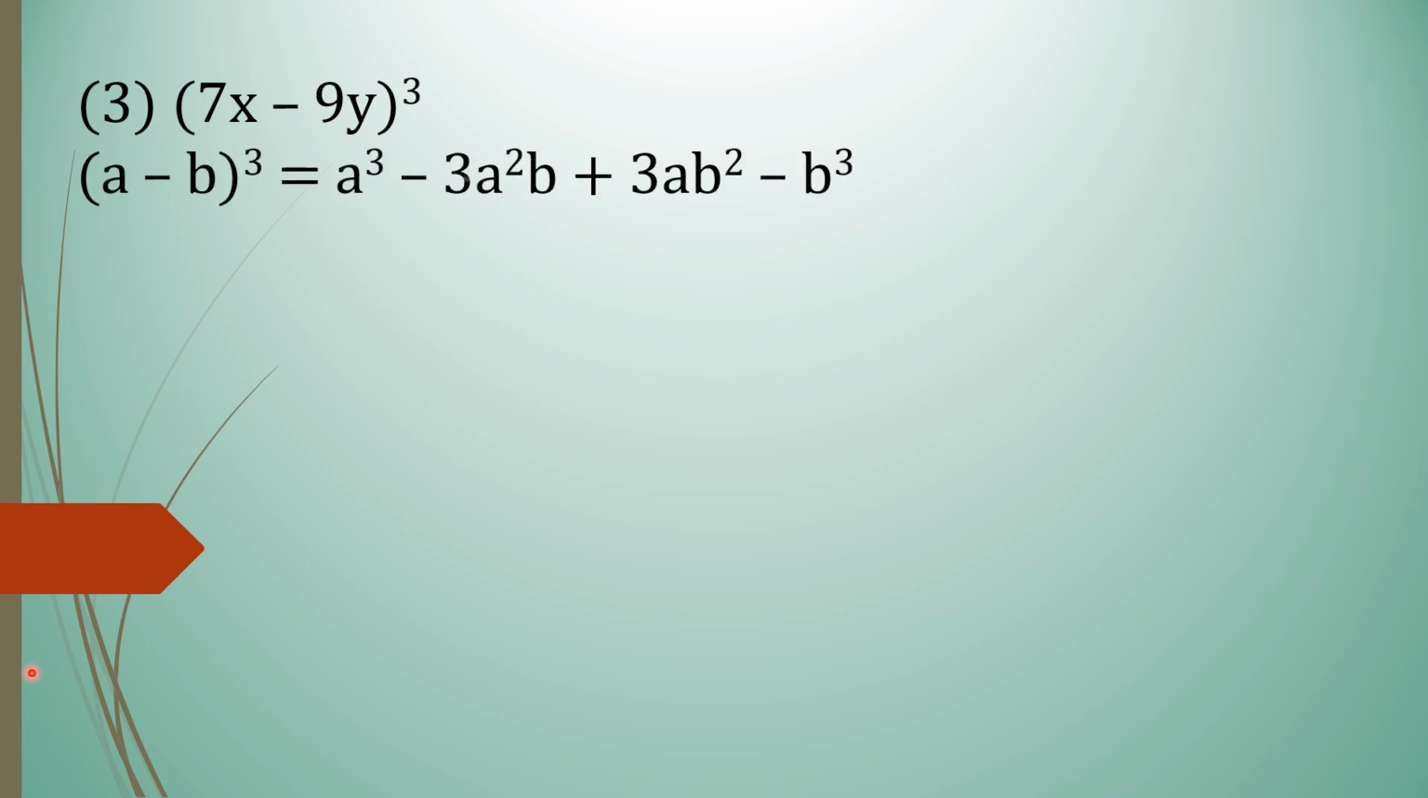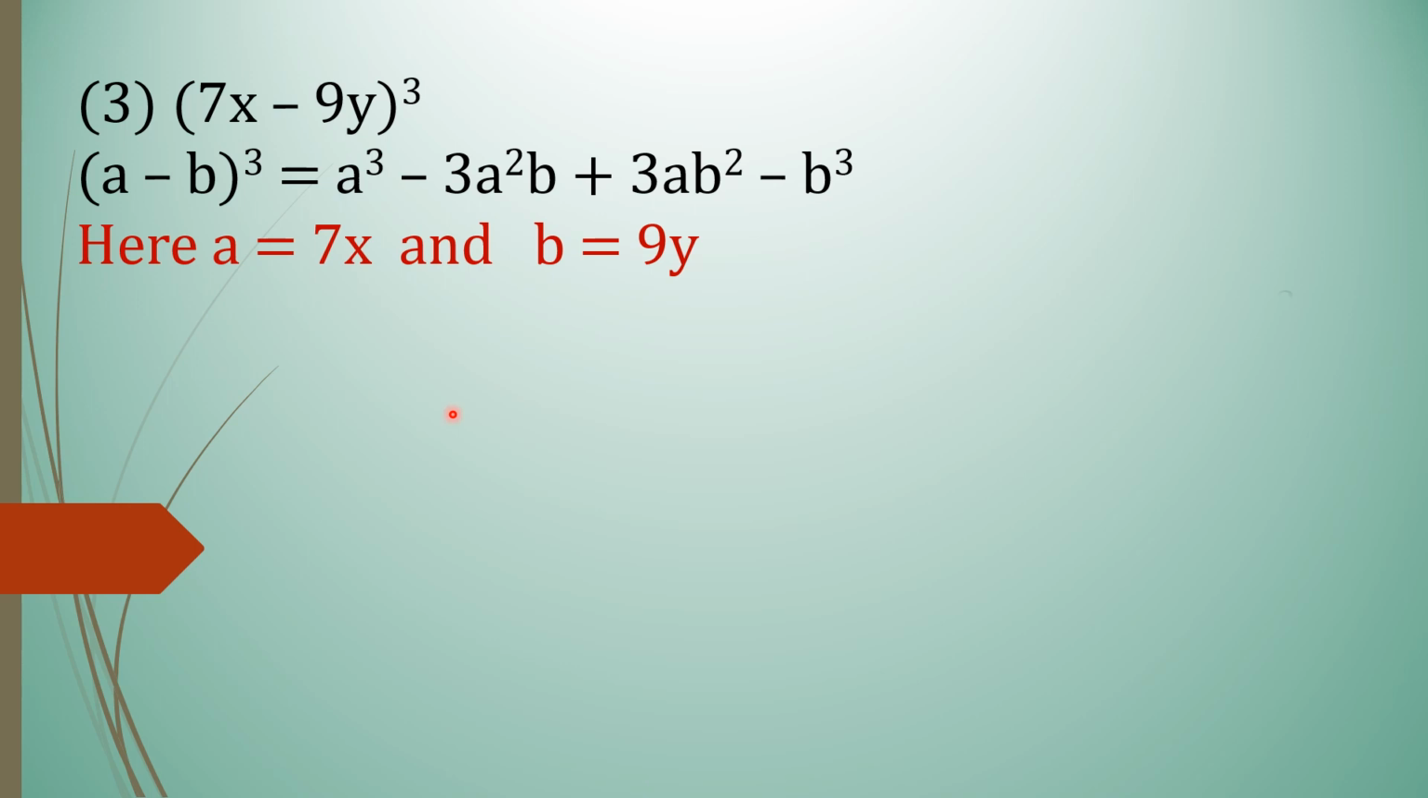So a minus b the whole cube equals a cube minus 3a square b plus 3ab square minus b cube. Here a is 7x and b is 9y. If you write this step, it will become easy for you. In place of a, you'll write down 7x, and wherever the terms are there, just replace them. Wherever a is there in the formula, you'll write down 7x and for b, 9y.